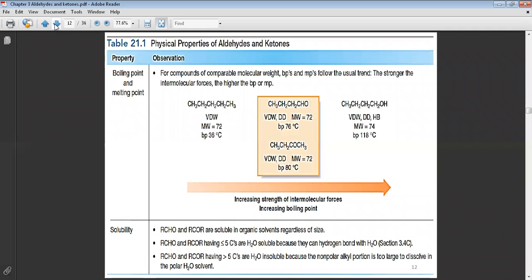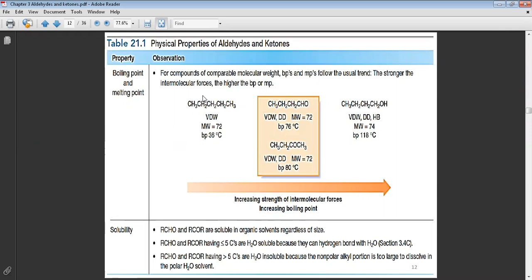And here, physical properties for aldehyde and ketone: boiling point, melting point, and solubility. Take four compounds of comparable molecular weight, an alkane, an aldehyde, a ketone and an alcohol. If you want to compare between them, they all have slightly similar molecular weight: this is 72, this 70, this 74. There is no big difference in molecular weight between them.